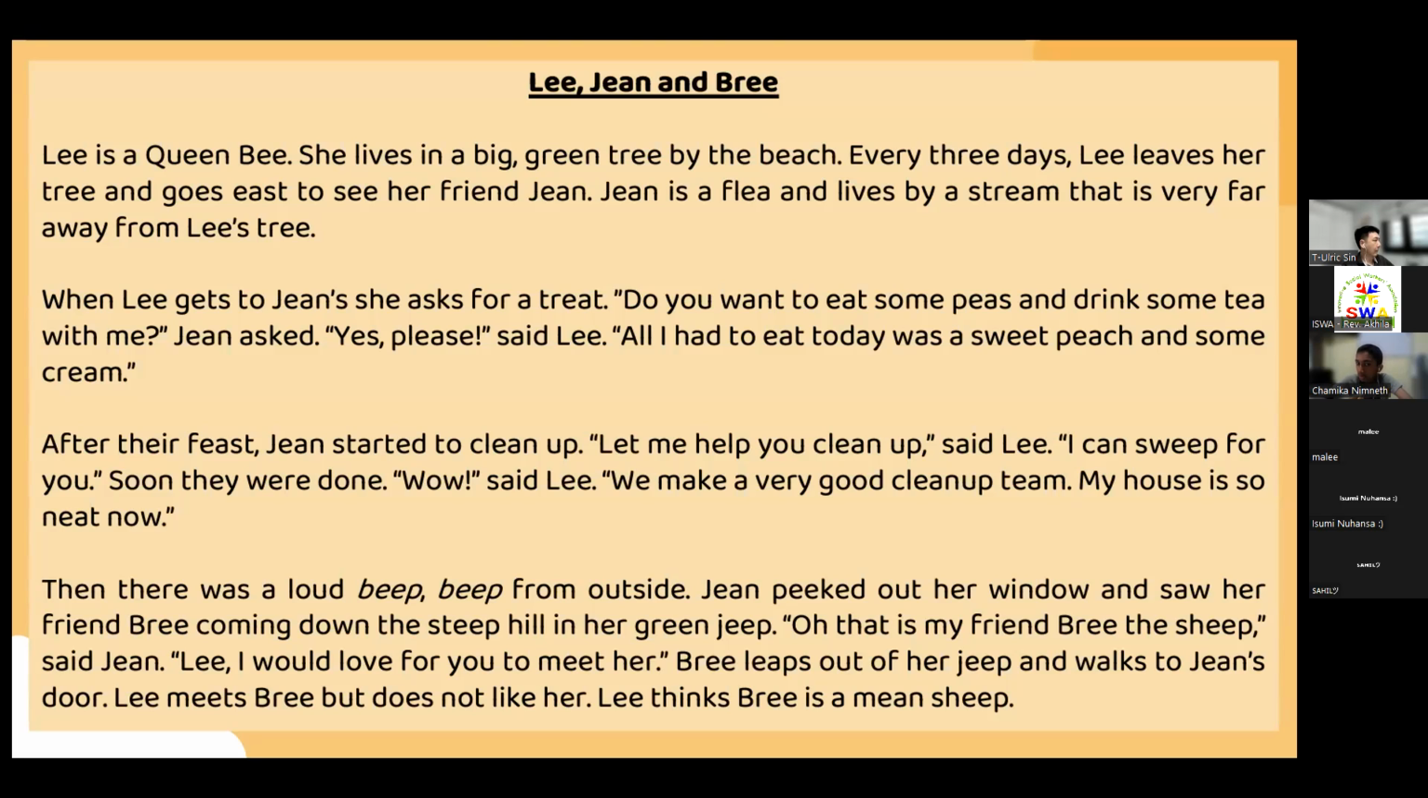Oh, that's my friend Bree's jeep, said Jane. Lee, I would love for you to meet her. Bree leaps out of her jeep and walks to Jane's door. Let's meet Bree, but Dawn does not like her. Let's think Bree is a mean sheep.